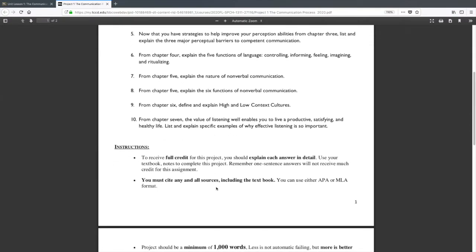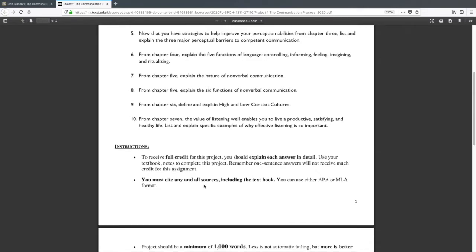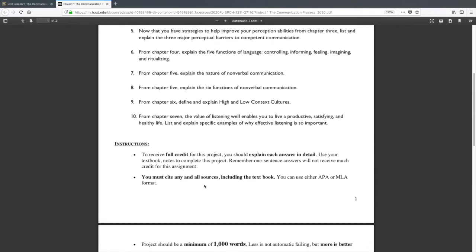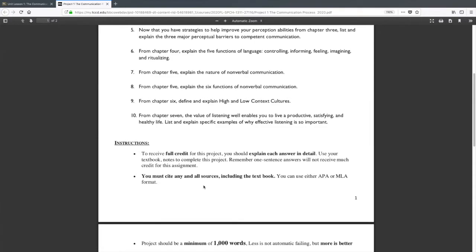Please make sure you cite your sources using either APA or MLA format. The main goal is you need to cite. It doesn't matter which format you use, but the main thing is that you cite your sources because you have used other people's work and you need to give them credit for it.